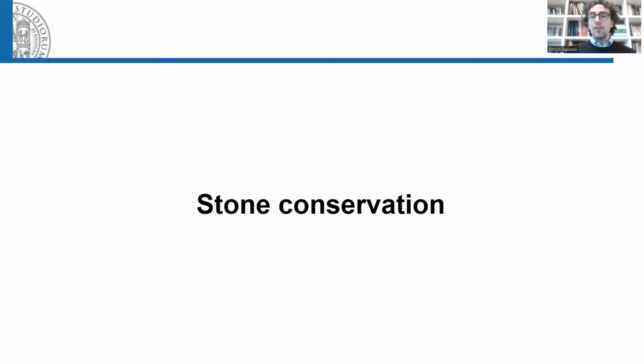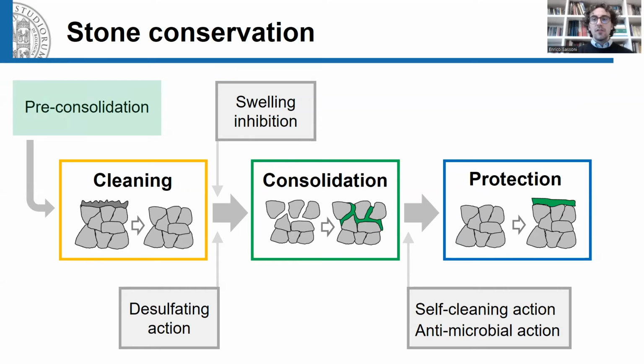Okay, after this quick overview on stone deterioration, we will now see what are the main strategies for its conservation. So conservation interventions are usually composed of the three main phases of cleaning, consolidation, and protection. Cleaning is aimed at removing the surface deposits, dirt, black crust, and so on, and it can be preceded by another phase which is called pre-consolidation, aimed at improving the mechanical properties of the stone, in those cases when the stone is so badly deteriorated that it's not even able to stand the cleaning operations.